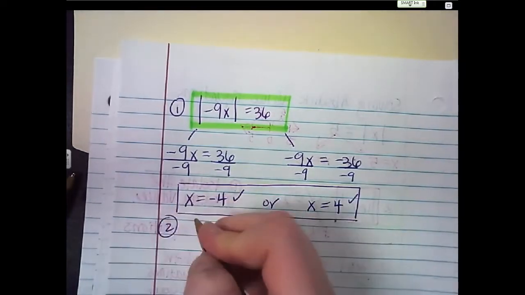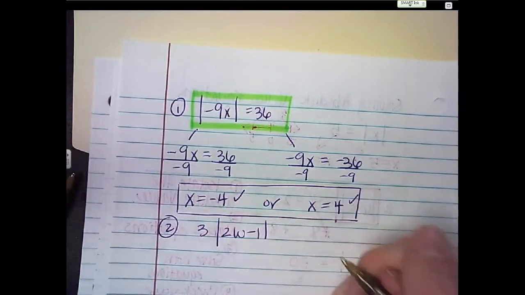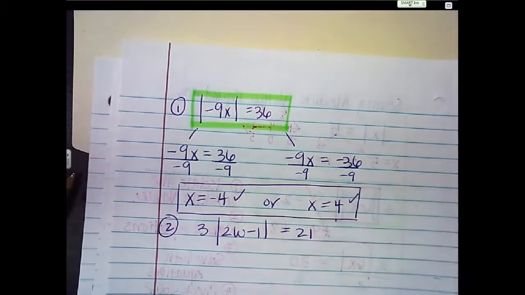Number 2. 3 times absolute value of 2w minus 1 equals 21.